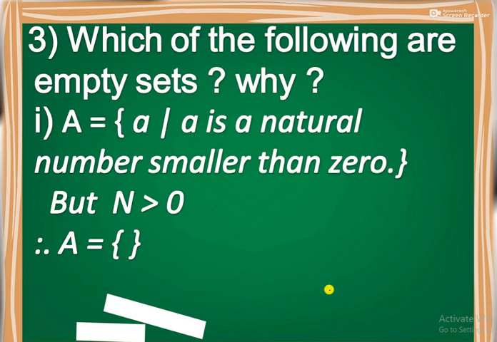Third question. Which of the following are empty sets and why? We have to check whether it's an empty set or not and we have to give the reason. First one, A is a set of all x such that x is a natural number smaller than 0. But students, all the natural numbers are greater than 0. That's why we can say A is an empty set.